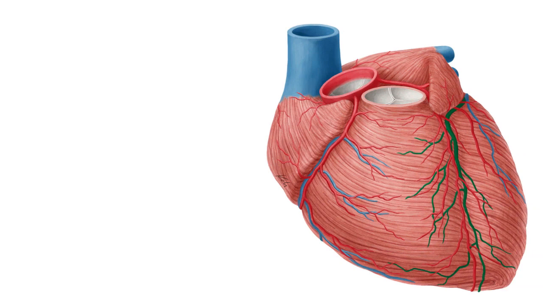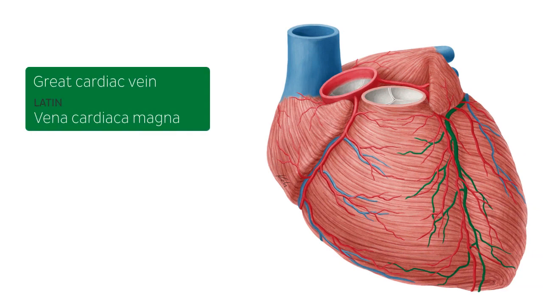Let's continue on and talk about the next highlighted structure here, the next cardiac vein, which is known as the great cardiac vein. It is great indeed, as you can see here on this image. It is the first vein that returns blood to the coronary sinus, and it is actually the major vein that forms this structure, the coronary sinus.